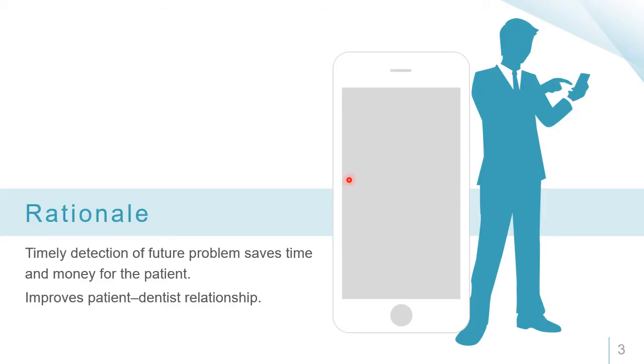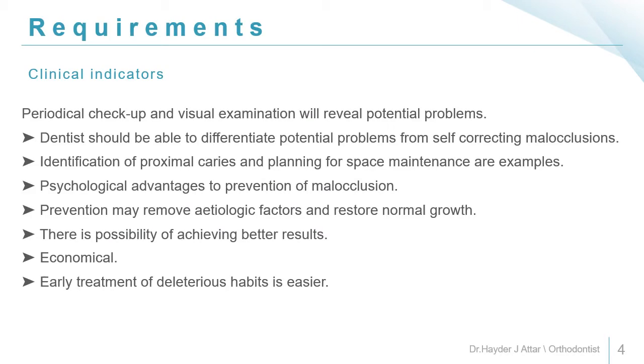The rationale for preventive orthodontics is the timely detection of future problems, to save time and money for the patient, and to improve the patient and dentist relationship. For making the preventive orthodontics, we have many requirements.